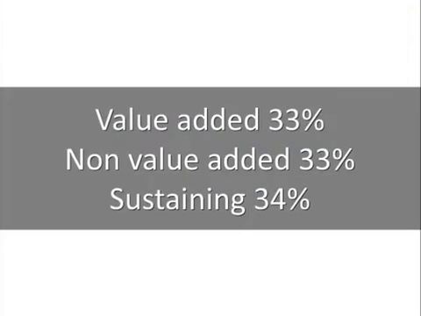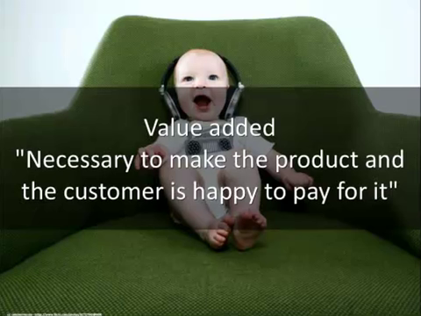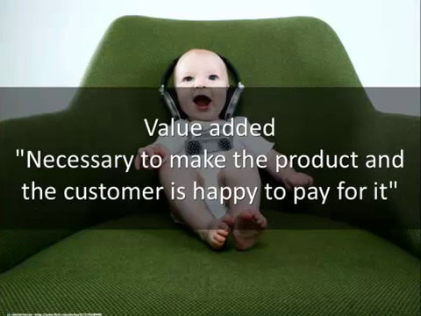So if you have a company and you have 10 million of overheads, what it says is that value added is about a third, non-value added is about a third, so that's just over 3 million, and sustaining. So non-value added is the opposite of value added. So we're saying it's something that's happening, it's not necessary for the product to be made, and the customer would not be happy to pay for it. So non-value added could be, if stuff is reworked, if there's inefficiencies in your business, excessive administration, that type of thing. So this is where you can get huge savings.